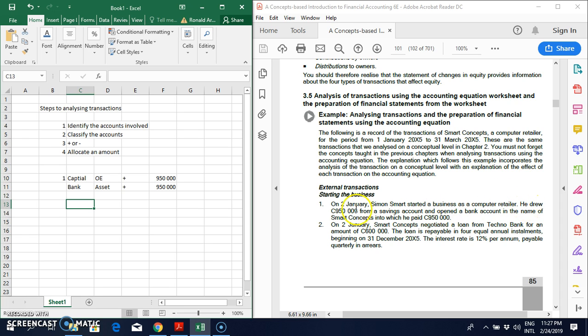The first one, he drew 950,000 from a savings account. The second part is he took the 950,000 and opened the business bank account. So there the entity principle must be applied, which says that the affairs of the owner and the affairs of the business should be kept separate. So we're not recording the fact that he took money out of the savings account, because that's his personal transaction. We are recording the fact that he contributed that money to the business bank account.